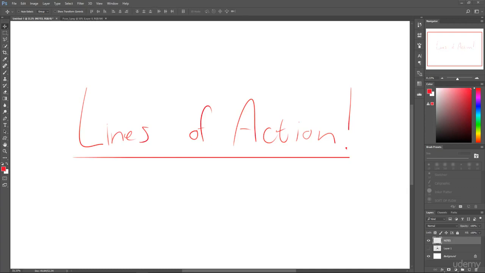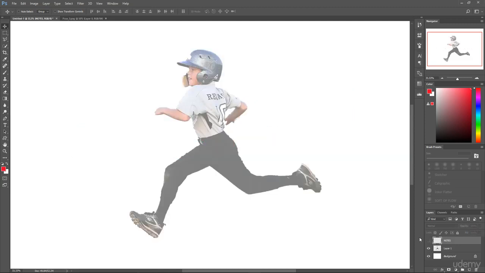Let's now talk about lines of action. What are lines of action? You may or may not have heard of what lines of action are. We're going to look at it and dissect it. And I'm going to use this baseball kid photo again, just to illustrate the point here.